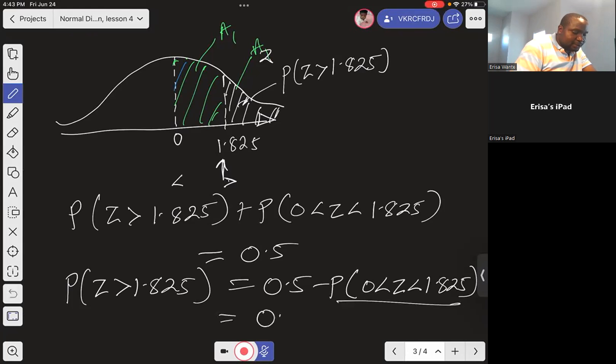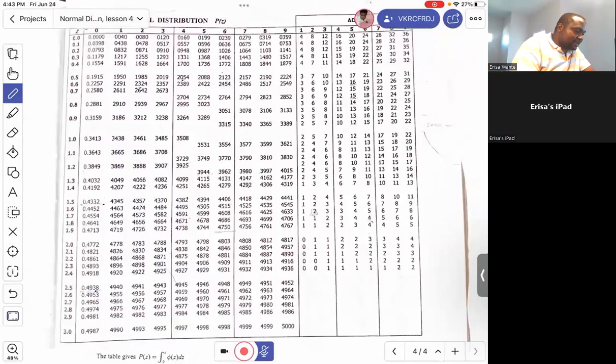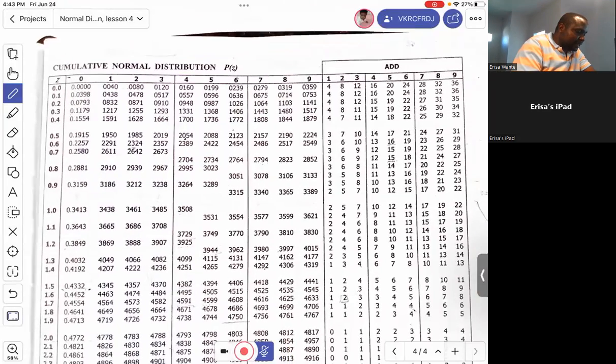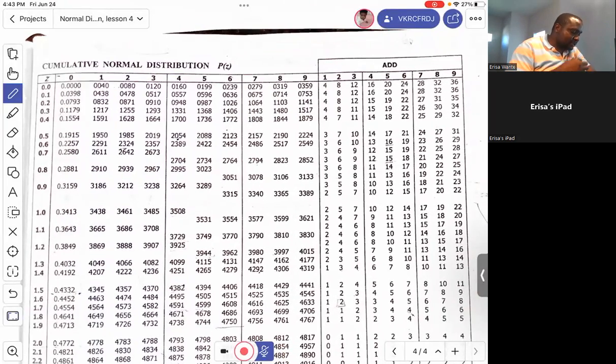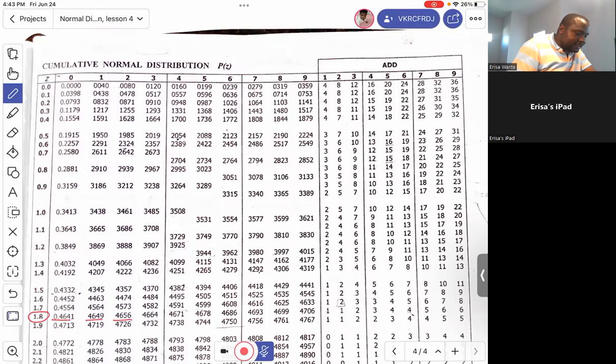So the task is to read this probability. This is 0.5 minus. How do we read the probability of 0 less than Z less than 1.825? We go to this other table right here. It reads between 0 and a particular value on the positive side. So I first figure out where 1.8 is. 1.825, let me use red so you can see. 1.8 is right here, okay? 1.80, 1.81, 1.82.